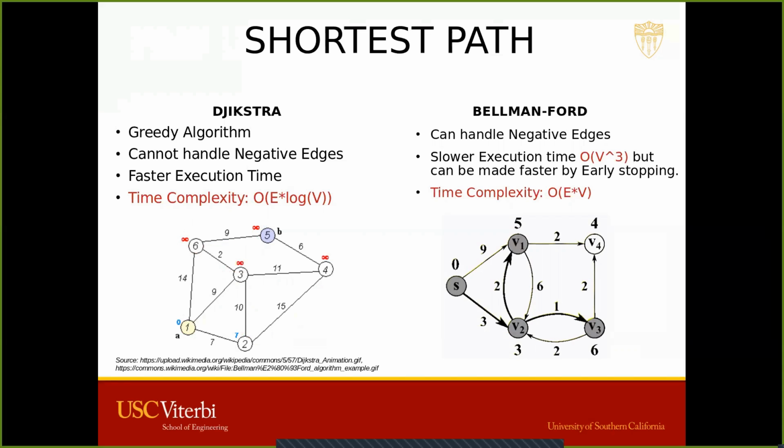whereas the Bellman-Ford algorithm goes through all the neighbors repeatedly, and then once it's completed going through the neighbors, it computes the minimum distance for each path. The time complexity for Bellman-Ford is O(V·E), but this can be made faster by implementing the early stopping algorithm, which reduces the time complexity to O(E·V).